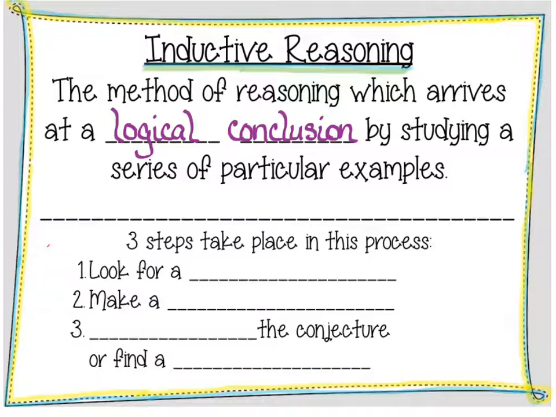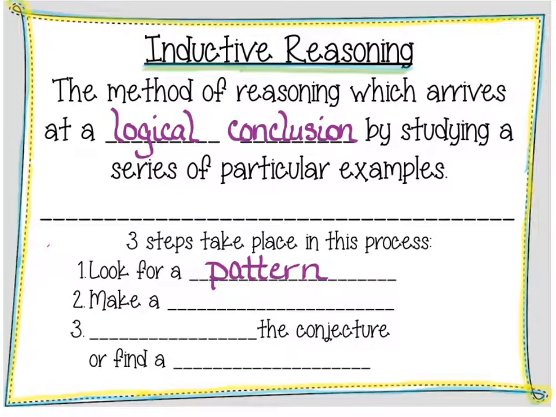For example, when you learn to eat food, you come to the conclusion that it tastes good, and so you eat more and you grow and things like that. So this thought process is not new to us. Maybe the words are, maybe the formality of this inductive reasoning is new, but it's something that you do every day. 3 steps take place in this process.